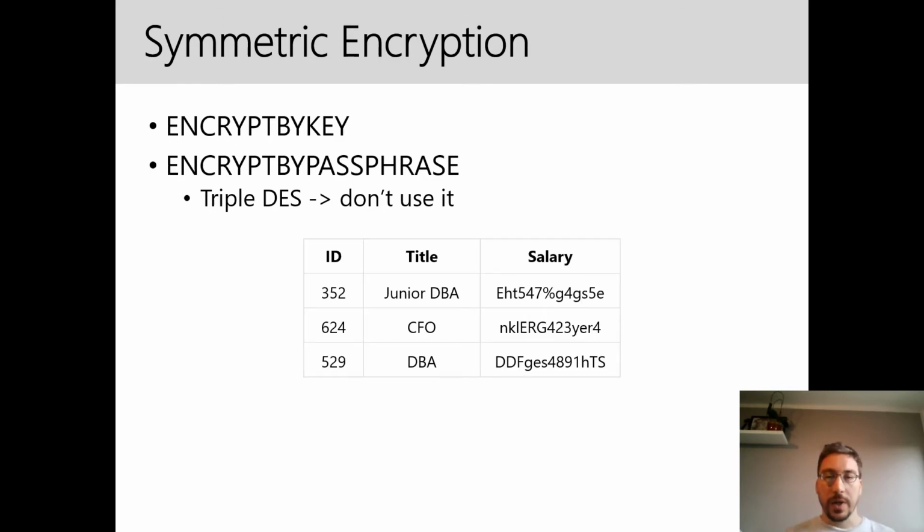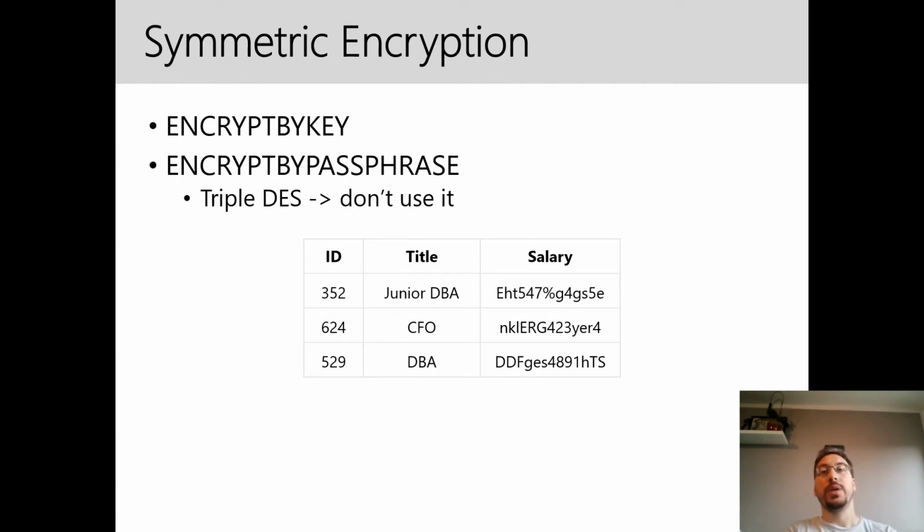Now, here we have a simple table with an ID, with a title, and an encrypted salary, right? What can we guess from this table? We can most likely guess that a CFO, so Chief Financial Officer of a company, most likely has a higher salary than the DBA, right? And the DBA most likely has a higher salary than the junior DBA. We of course don't know what their salaries are, but that's really not relevant.